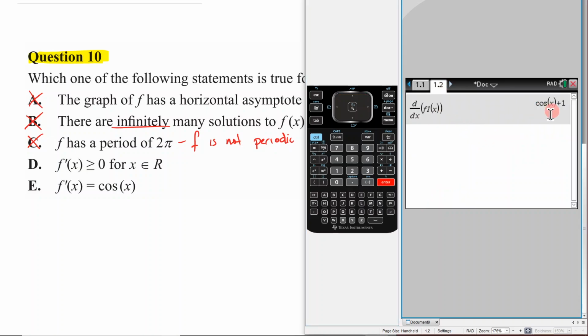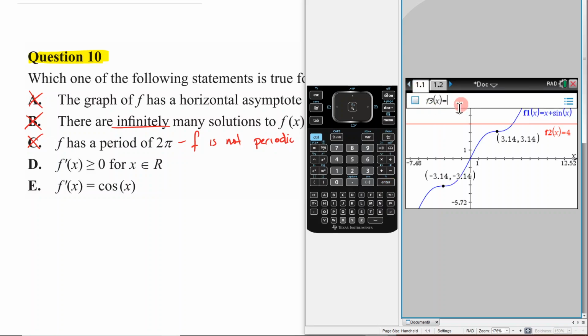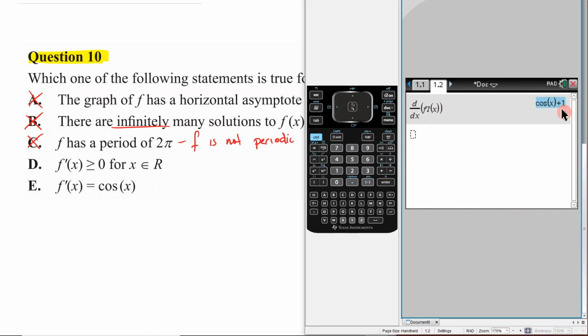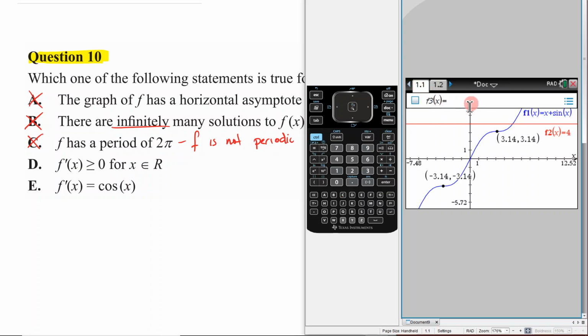Bang. That right there is going to be my derivative, and hopefully you can just look at that and realize that it's going to be greater than or equal to 0. But if you wanted further proof, what you could do is simply grab this, Control C, come here, Control V, let's graph it, and as you can see, the derivative graph is always above my x-axis or touching it, which means D is true. It's always greater than or equal to 0.